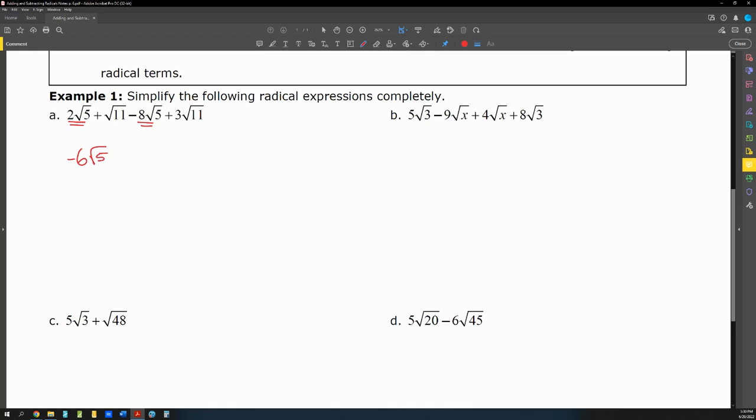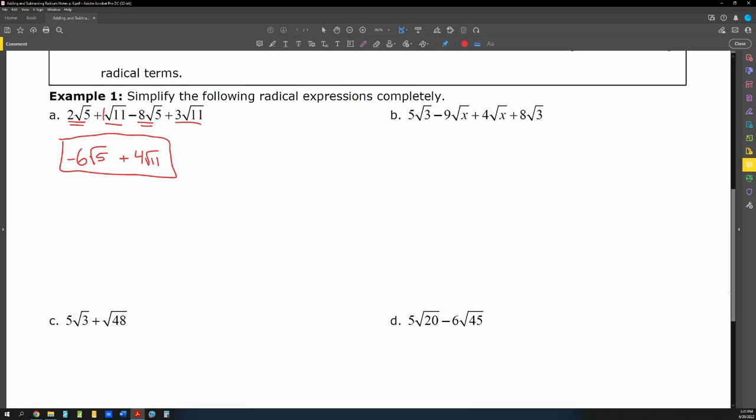So just as if this was 2x minus 8x, the x doesn't change, the variable, or the number tacked on to that coefficient, but only the number in front changes. And then likewise, the square root of 11 plus 3 root 11 is equal to, well, the number in front of the first square root of 11 is 1. So adding these together, we have a sum of 4 root 11. So our answer is negative 6 root 5 plus 4 root 11.